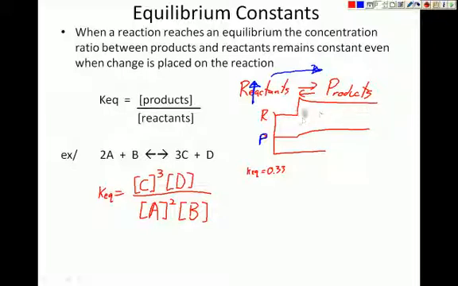And what we should see is that the products divided by reactants, well, this height is roughly about a third of, should still be a third of about this height. Our Keq over here is 0.33, and over here our Keq would also be 0.33. Okay, so Keq is not changing.